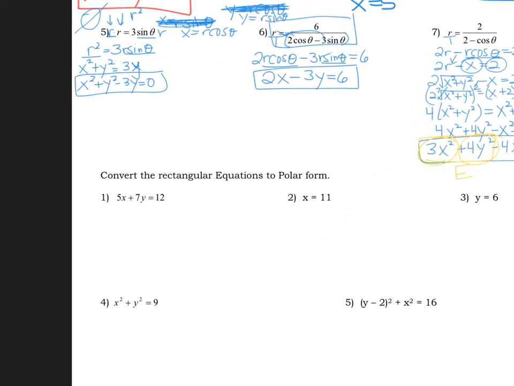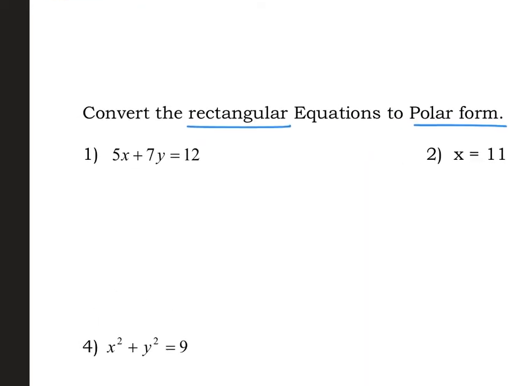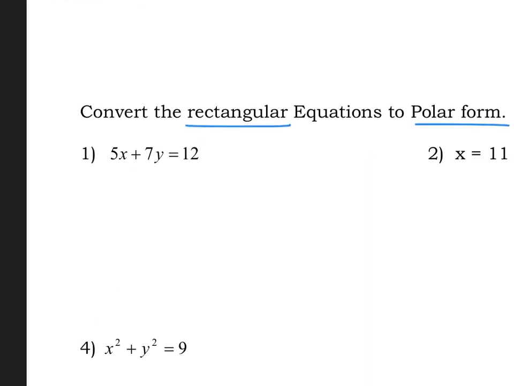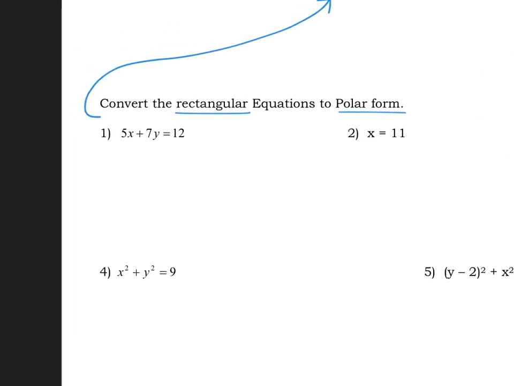Okay, so now we're going to go the other way. We're going from rectangular to polar. So this one right here is a line, and we need to get this line into a polar form. Now note, it looks a lot like that line, so we're probably going to get something that looks like that at the end. Let's do it.